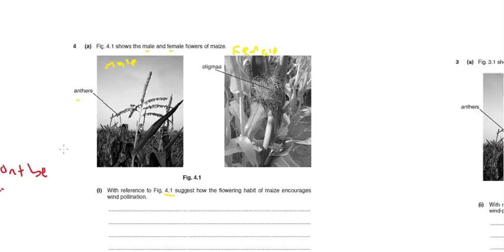So flowering habit, I guess. What can we say that encourages wind pollination? So they have long anthers, and there is an open, exposed stigma. So that's the point which I can think of. Let's see what the marking scheme has.